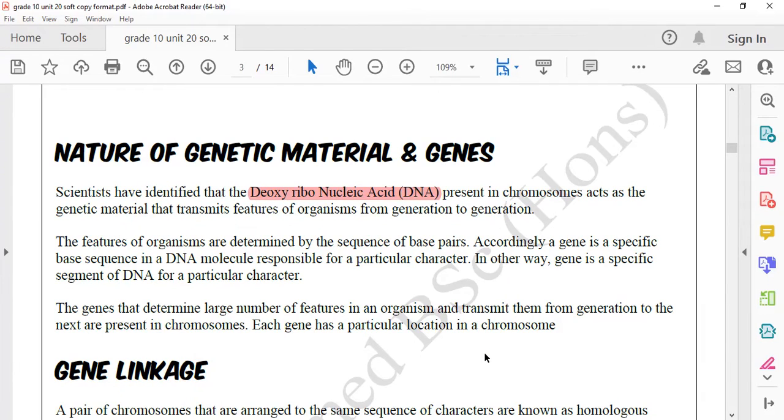Understood? Now one person has a brown color eye. Another person has a black color eye. Why? Because the nitrogen base sequence of the black eye person and the brown eye person are a little different. That little difference gives them different colors.